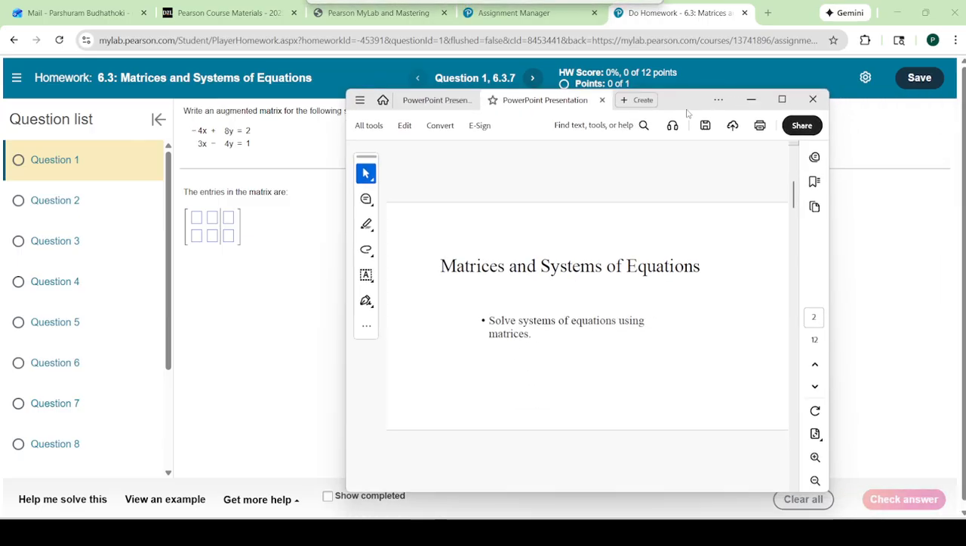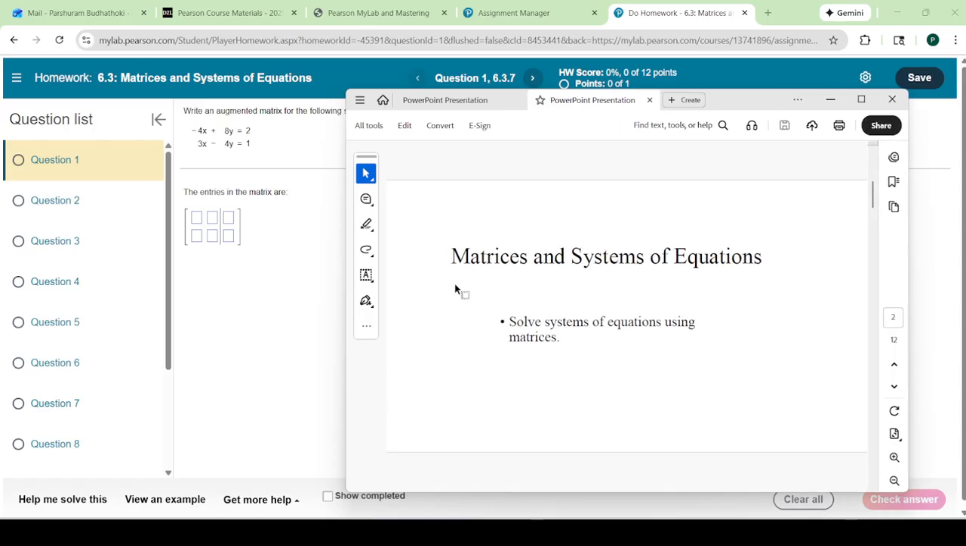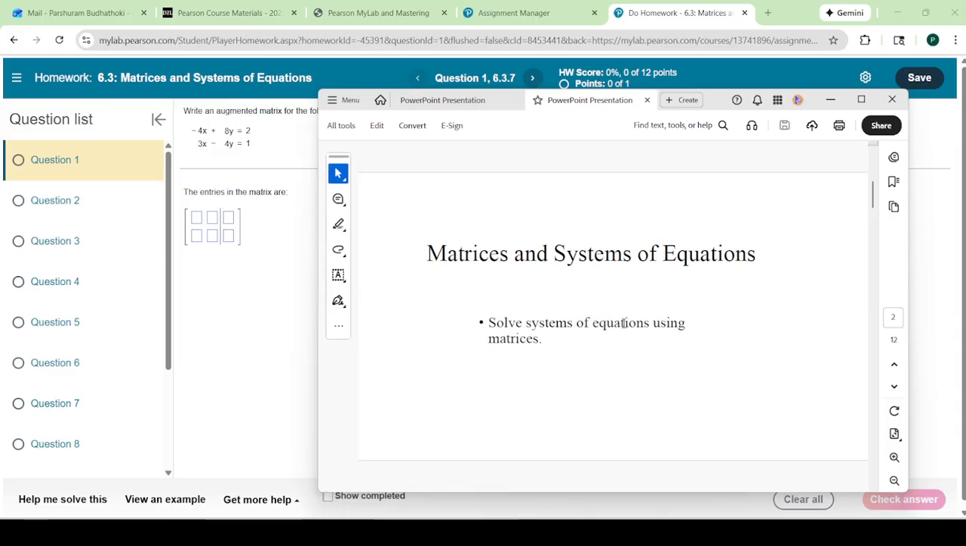Okay, so matrices and systems of equations. In the previous two sections, we solved systems of equations using substitution, elimination, and graphing methods. In one of the sections, we discussed how to solve a system of equations in three variables. Here, we're going to introduce matrices, and then we're going to use matrices to solve systems of equations. That's the goal.